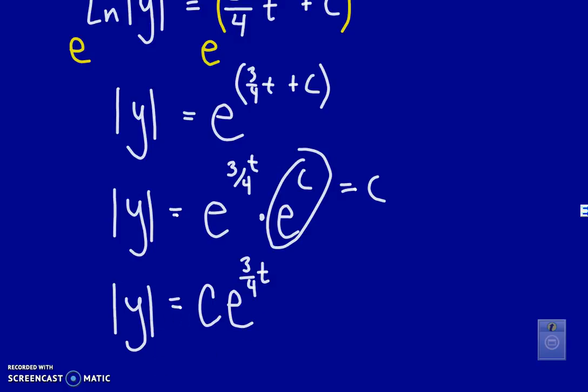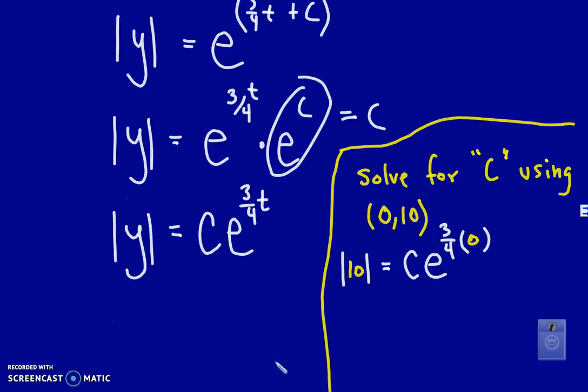Now from this point, I am going to use my initial condition to solve for c. So plugging in y is equal to 10 and t is equal to 0, I now have that 10 is equal to c times e to the 0, which is just c times 1, so c is equal to 10.